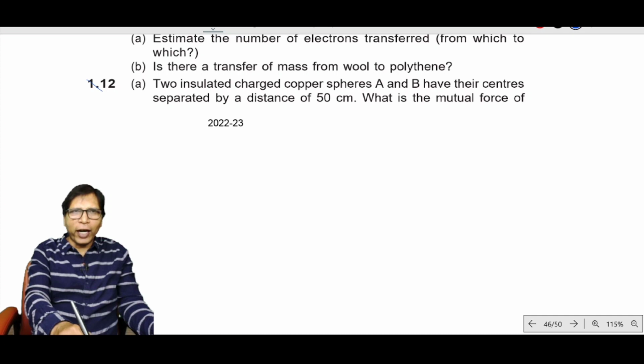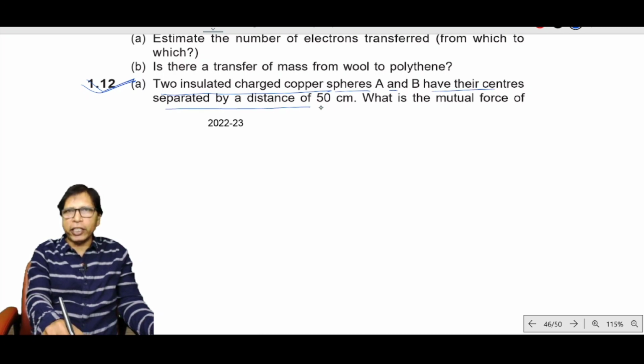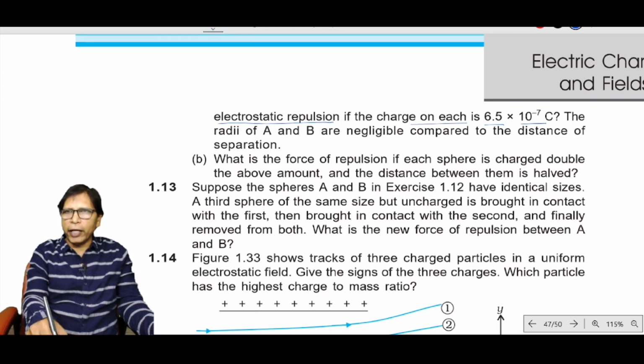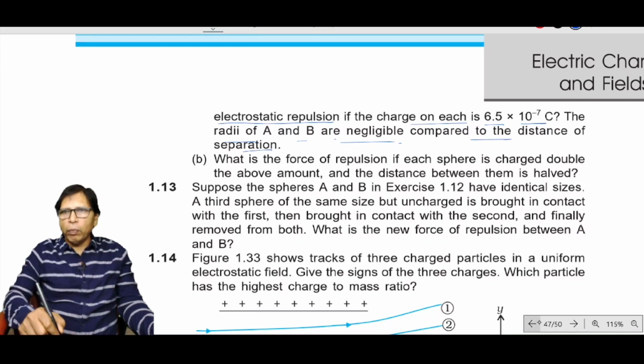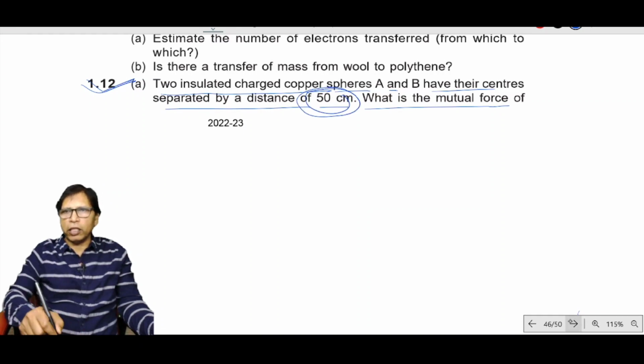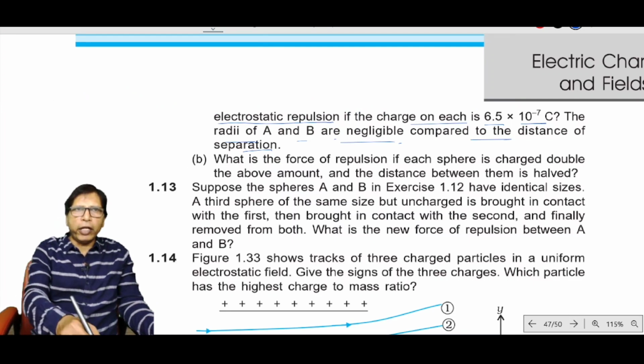Now look at this numerical 1.1. Two insulated charged copper spheres A and B have their centers separated by a distance of 50 centimeter. What is the mutual force of electrostatic repulsion if the charge of each is 6.5 into 10 to the power minus 7 coulomb, and the radii of A and B are negligible compared to the distance of separation? First of all, what is the distance of separation? The distance of separation is 50 centimeter. Now we have to calculate the force of interaction.